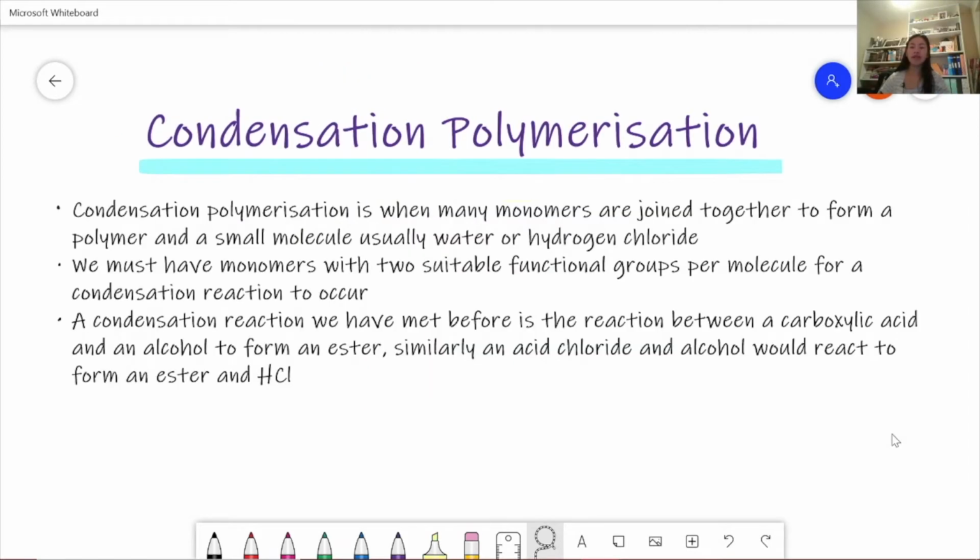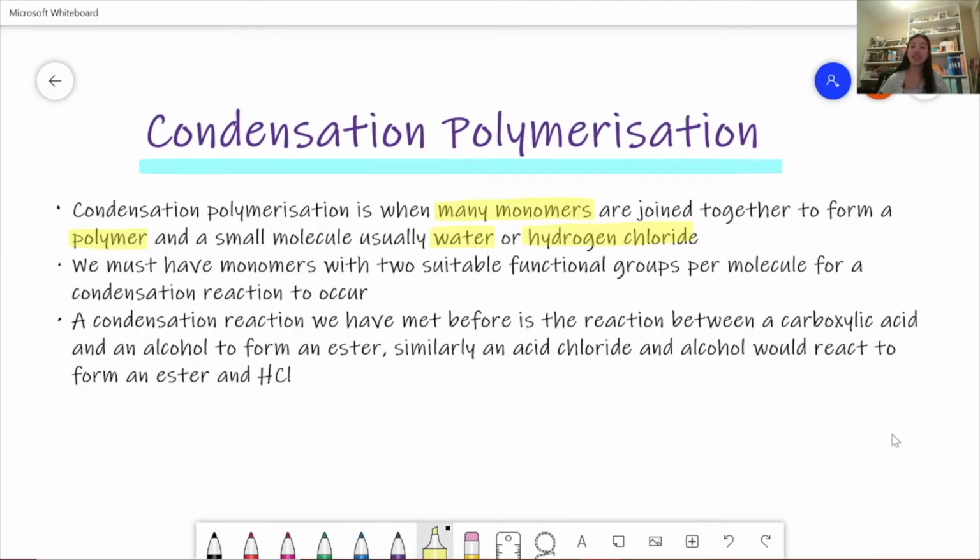Now I'm going to quickly run through what a condensation polymer is. So condensation polymerization occurs when many monomers are joined together to form a long chain molecule called a polymer, and also a small molecule, and usually this is water or HCl. And we must have monomers with two suitable functional groups per molecule for a condensation reaction to occur.